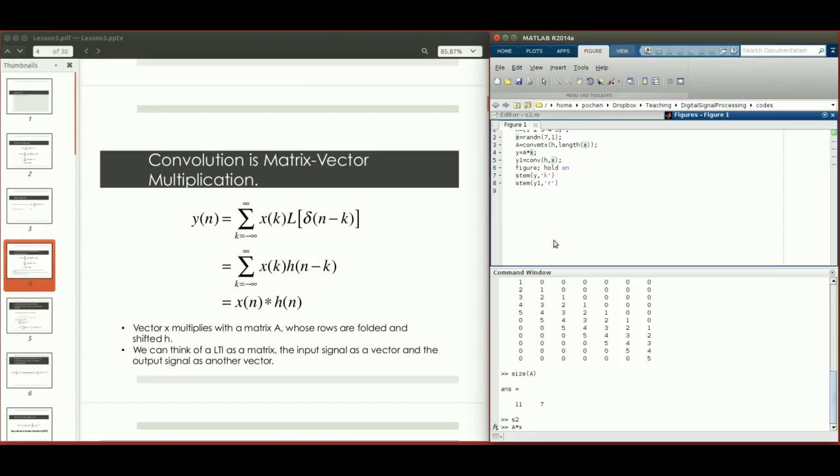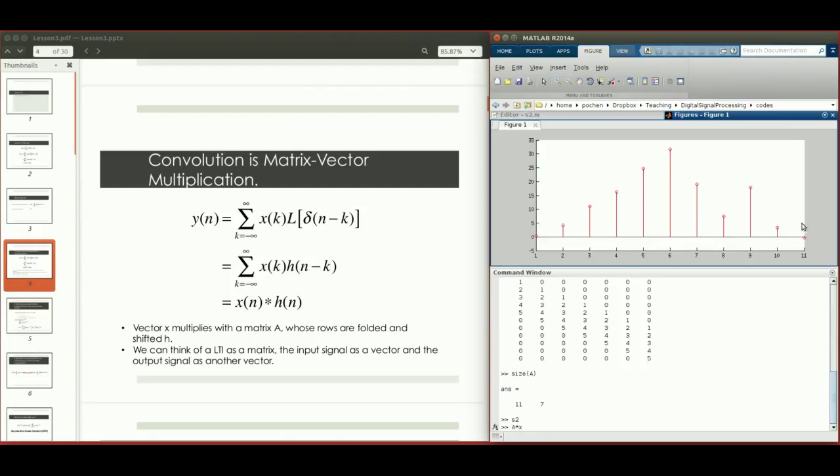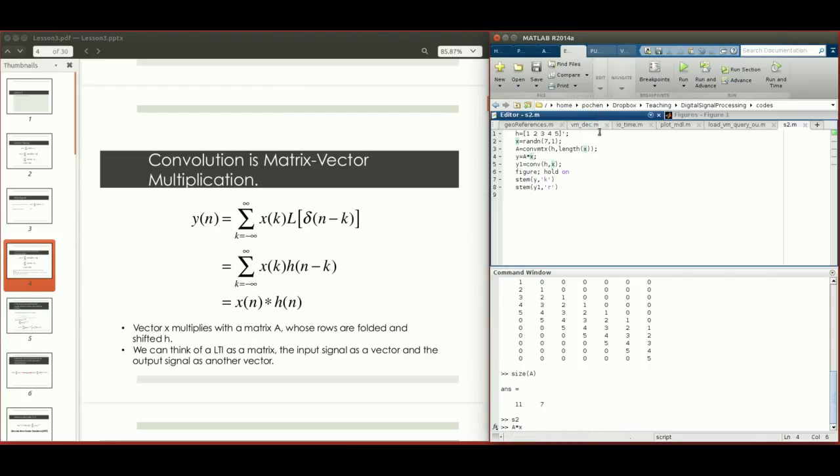And they are indeed identical, right? You don't see any black signals here. Do you see? So this basically is a kind of validation of what I claim. What I claim is that convolution can be expressed using matrix vector multiplication, right? Using matrix vector multiplication.